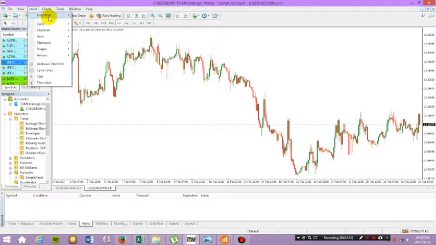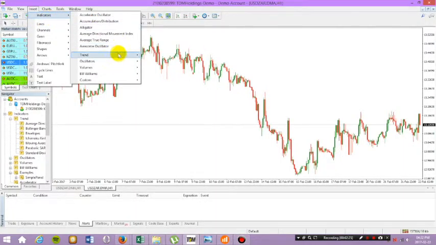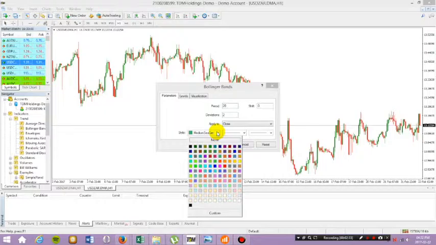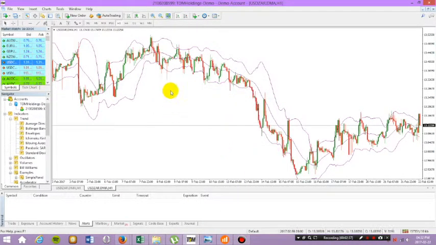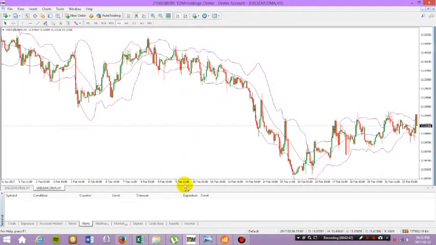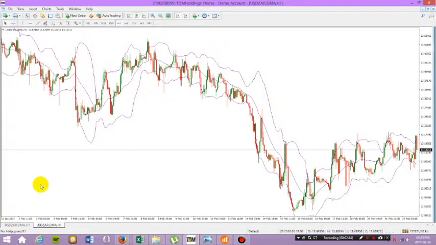They are a trend indicator, so you go to your indicators, then you go to trend, and then you'll see Bollinger Bands. You can leave the period and the deviation as they are, and the color is really up to you, whatever floats your boat. I'm just going to go for purple, then press OK, and there you go. I'm just going to close my market watch, my navigator, and also my terminal, so that you can have a better view of what's happening.